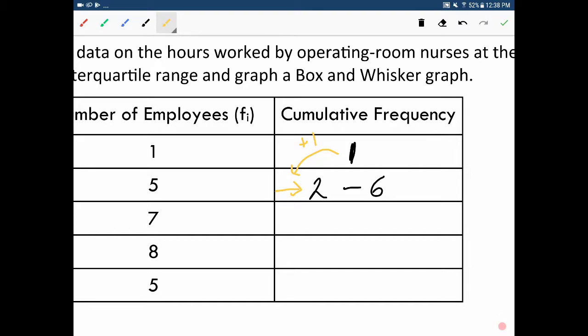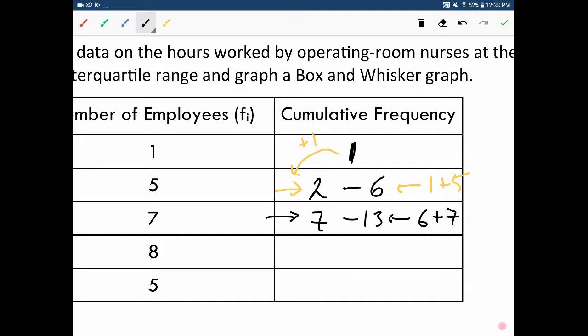Okay, so after person 1 came person 2. To get this number here, you're going to take whatever you had, so 2, or 1, and add the 5. So the next person is going to be person number 7, so it's the 6 plus 1. There's 7 people in there, so it's going to go up to 13. So that one there is the 6 plus 7.